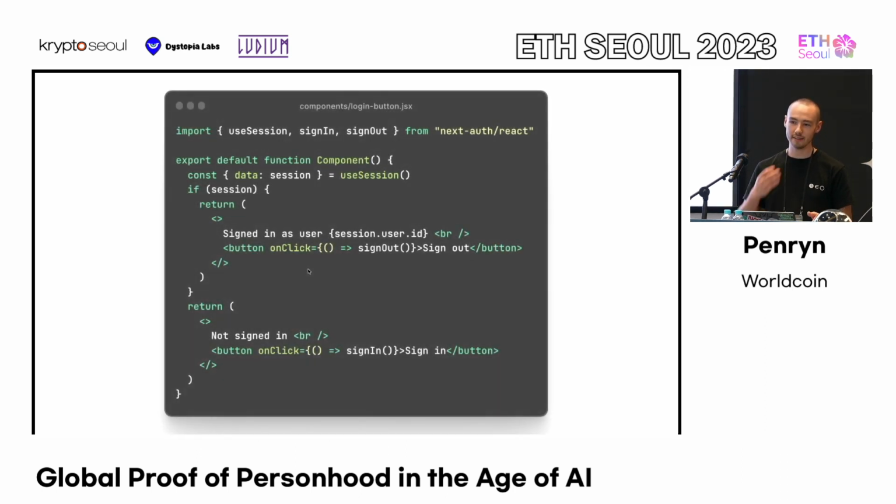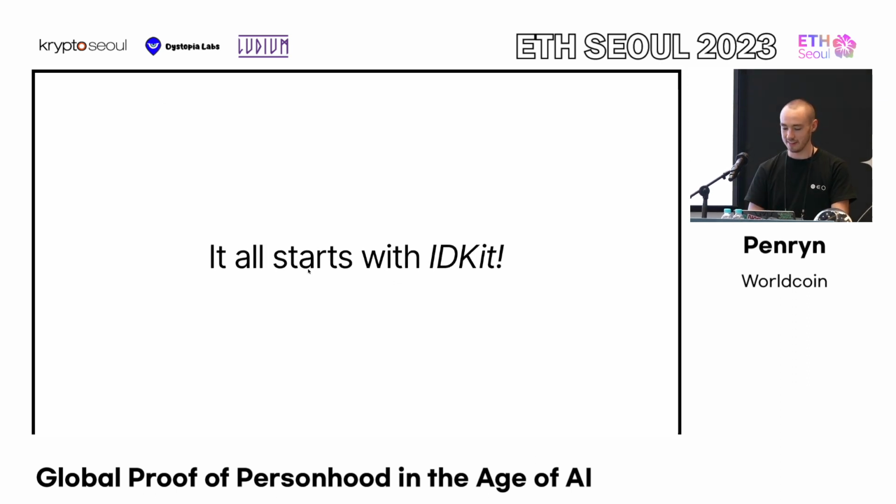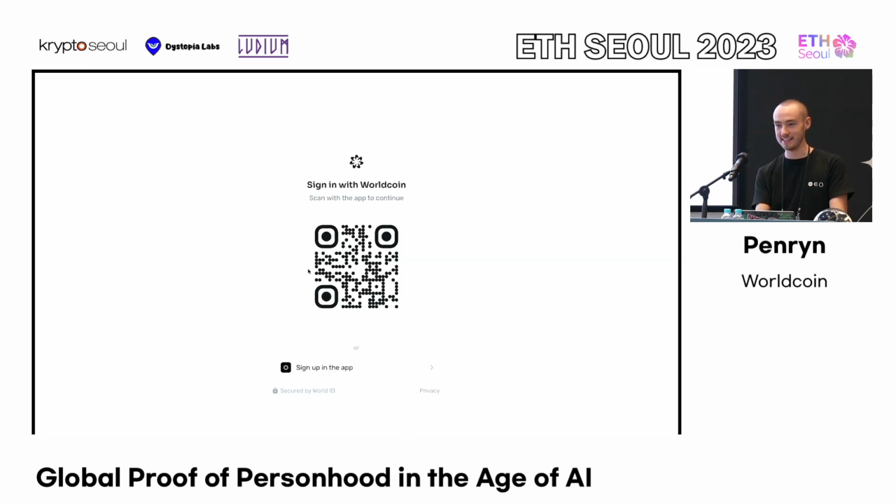So to integrate sign in with Worldcoin, everything starts with ID Kit. So ID Kit is the component you can use in your React front end. And this is all you need. Oh, wait, I'm sorry. This slide is not supposed to be in here. Sorry. It all starts with ID Kit. ID Kit is this modal, right? The one where the user scans the QR code.